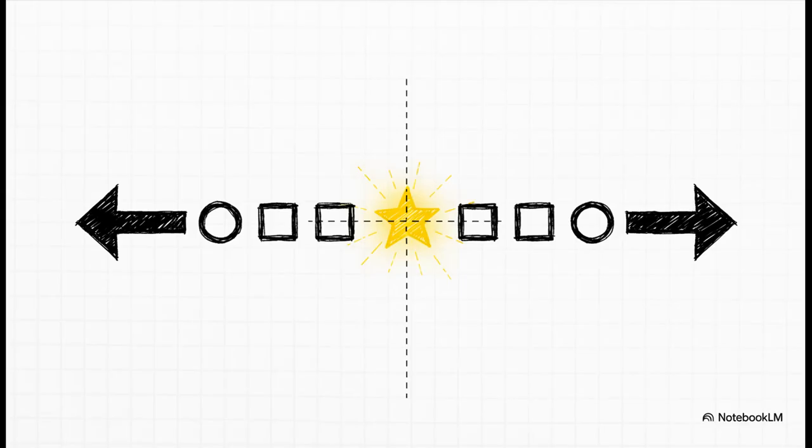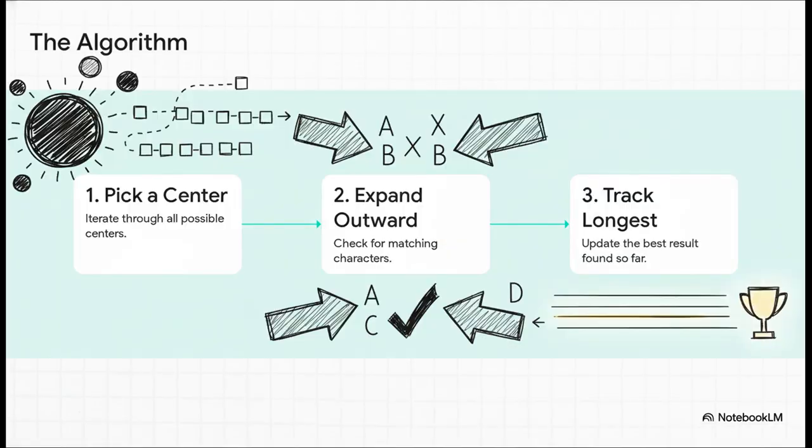Think about it. Every single palindrome, by its nature, has to have a center, a kind of mirror point. So what if we just go through every possible point in the string that could be a center and just expand outwards from there? If we do that, we are absolutely guaranteed to find every palindrome and, by extension, the longest one. It's really just a simple 3-step dance.